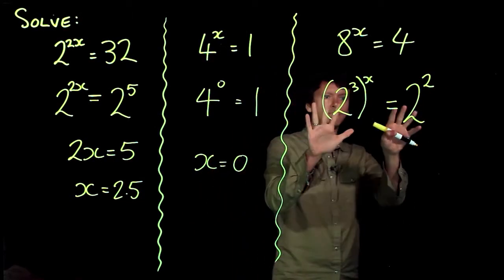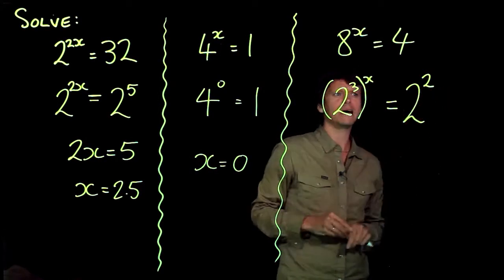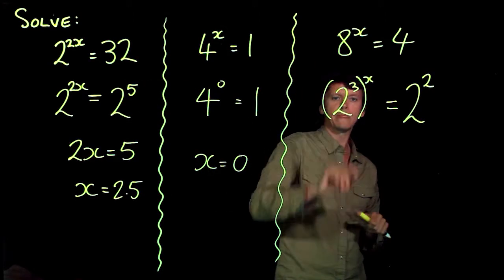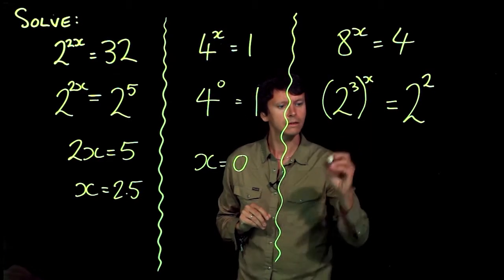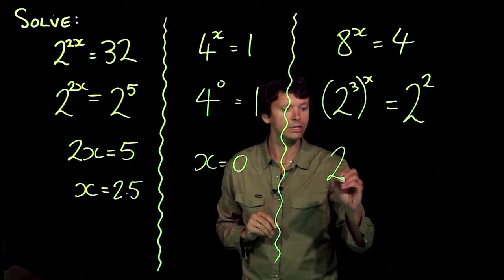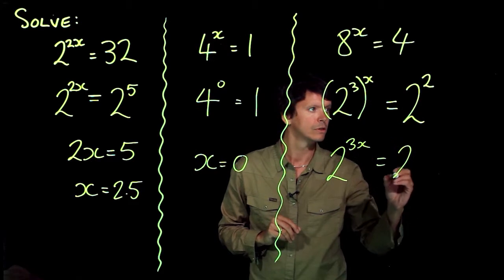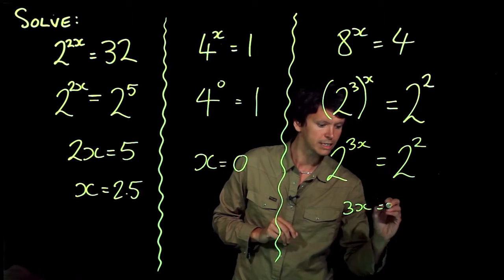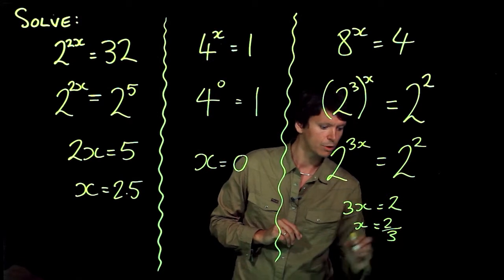So we've got down to both sides being to the power in base 2, but we still can't quite do a comparison of the indices like we did over here, because we've got this bracket. But if you remember from a previous video, when we raise a power to another power, 2 to the power of 3, all to the power of x, we multiply the powers. So we can rewrite this again. 2 to the power of 3x equals 2 to the power of 2. So if we compare our powers, 3x equals 2, x equals 2 over 3.